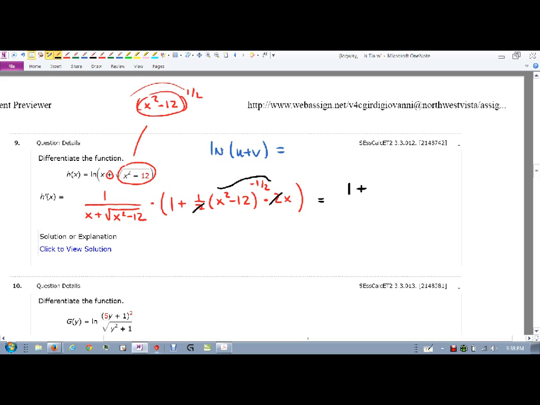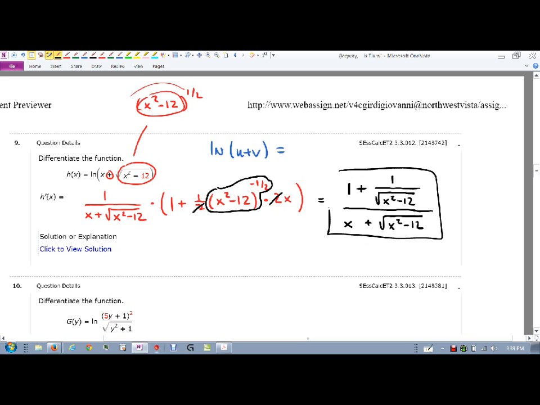Now keep in mind what this means. This is the same as a negative exponent. It means I can drop it to the bottom. So I'll put a little 1 over. And then raising something to the 1/2 is the same as square root. So square root x squared minus 12. Then all of that divided by what was on the bottom, which is x plus square root x squared minus 12. That is correct, but there's probably more simplification you can do.